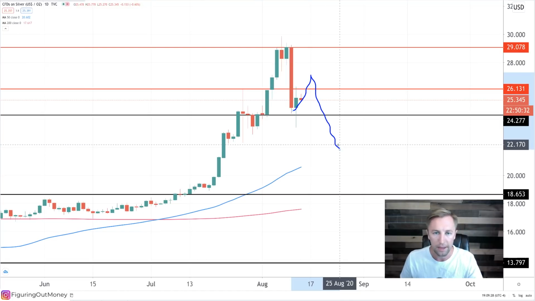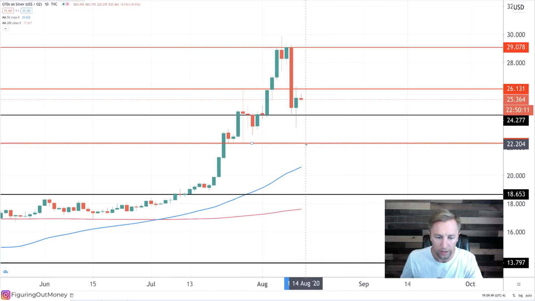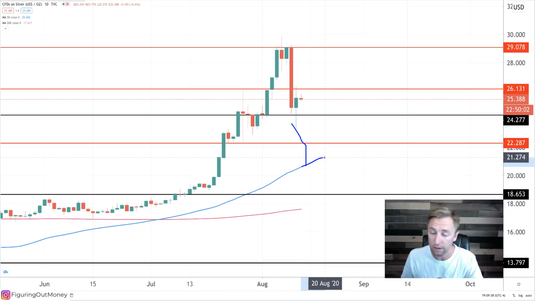So where should we make sure that we have some sort of a stop loss if you are trading silver? As far as a stop loss goes, I would be very careful with this 22.28 level. If we do get a close below 22.28, the next level would be that 50 period moving average. It wouldn't be shocking to see it come down to the 50 period moving average.